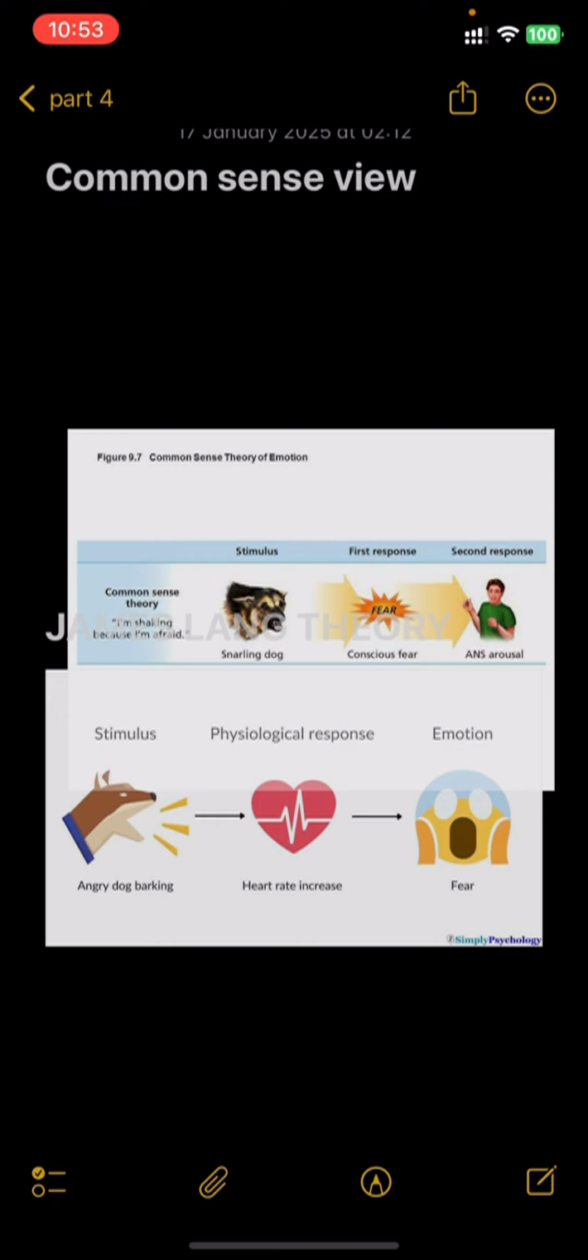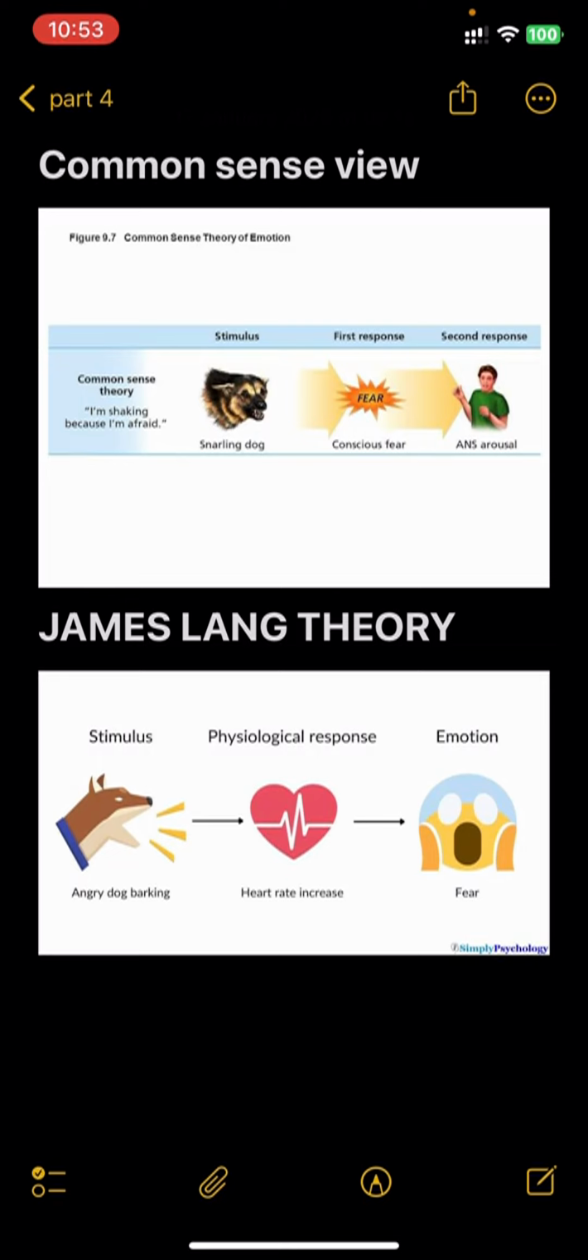So common sense view is where everybody thinks it goes. Dog, then the emotion brings about a physiological change or a physiological response, or you lose your fortune, you feel sorry, that's the emotion, and then you begin to cry. Crying is the physiological change. But according to James Lange, he's saying in that same scenario, you lose your money, you begin to cry, which is the physiological response, and then your crying makes you feel sorry.